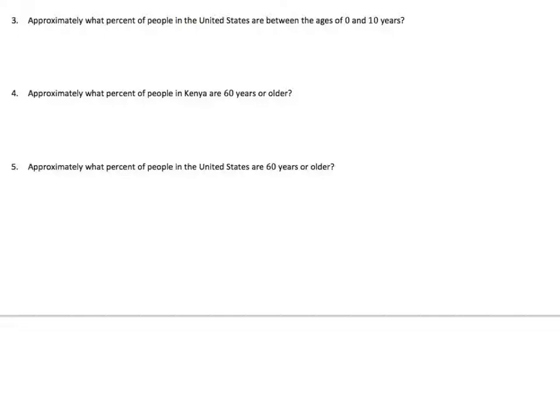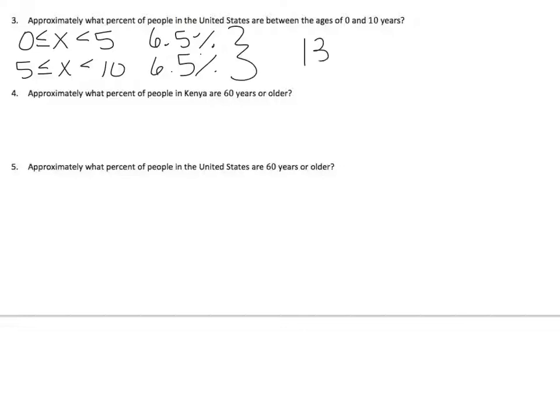Approximately what percent of people in the United States are between the ages of 0 and 10? Let me go back and look at the graph. Looks like I have about, so 0 to 5 looks to be about 6.5% is what I said before. And then 5 to 10 looks like it's also about 6.5%. So if I add those together, I get 13%.